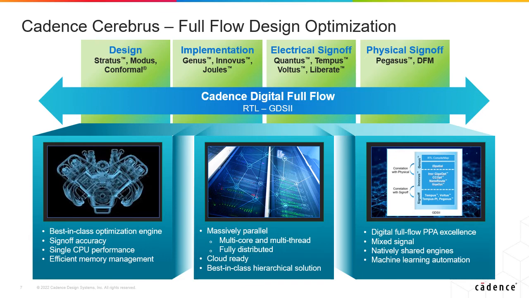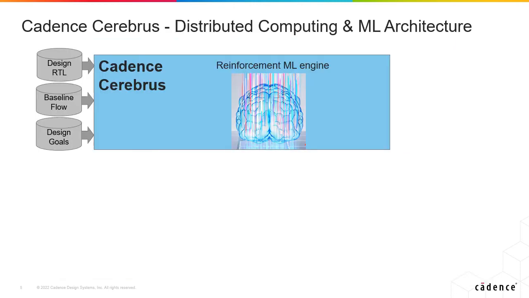The point I'm trying to make here is that there are several optimizations that happen throughout the design abstraction, and decisions have to be made to achieve the best possible PPA. Cerebrus works with all the industry-leading tools provided by Cadence, and they form the basis of Cerebrus optimization. Now let's look at how Cerebrus uses reinforcement machine learning and distributed computing.